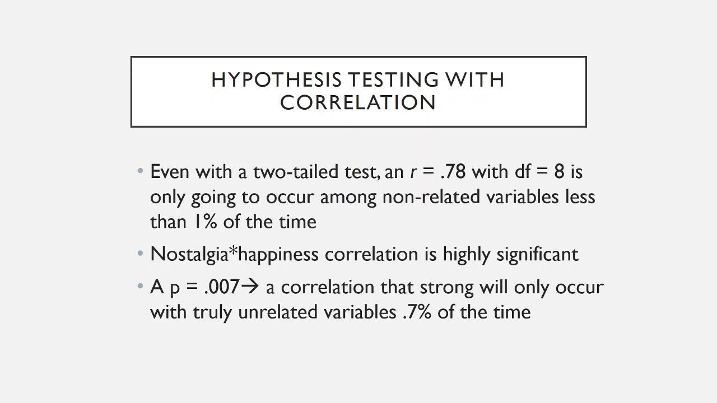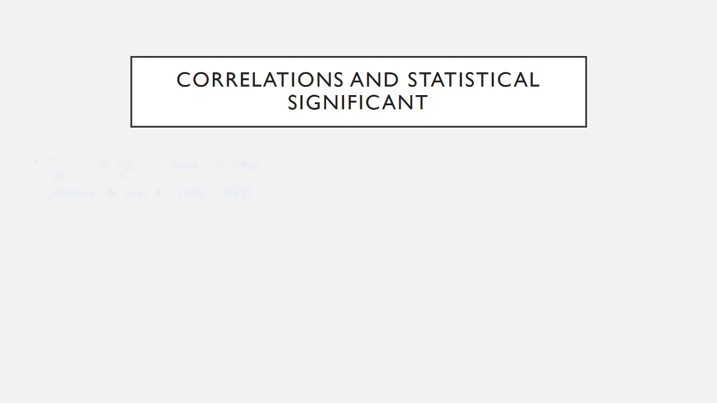And even more specifically, the p-value associated with your results does mean something in probability terms. So we have made it past p equals 0.01, but a p of 0.007 specifically means that a correlation that strong will, in probability terms, only occur 0.7% of the time. So hypothesis testing evaluates for significance and it gives you a specific probability value associated with your results.